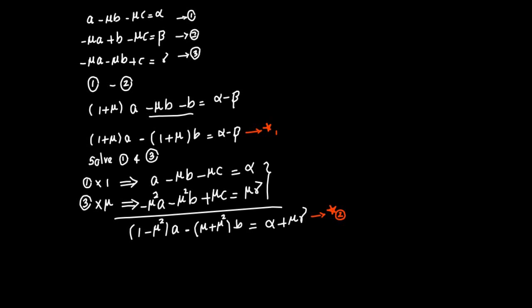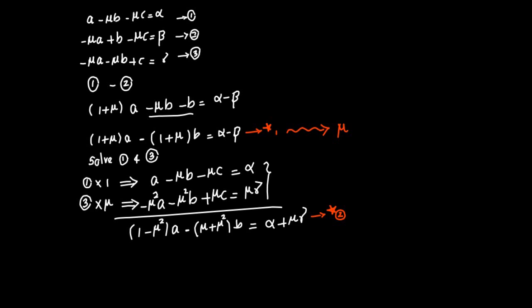Now I have to solve the two star equations. In order to solve the two star equations, let us say that I want to cancel B. If I want to cancel B, I want to multiply the first star equation by mu. In that way, the coefficient of B now becomes mu plus mu square. In star equation 2, you have the coefficient of B as mu plus mu square. Now it becomes easy for me to solve. So let me multiply star equation 1 by mu.